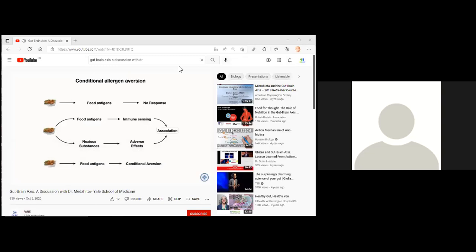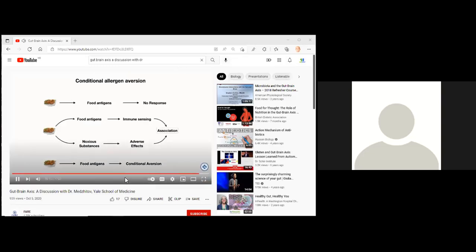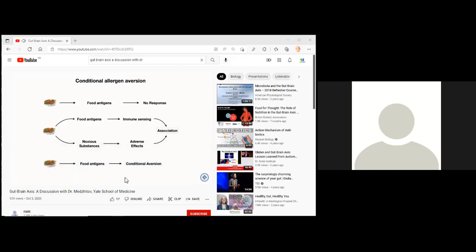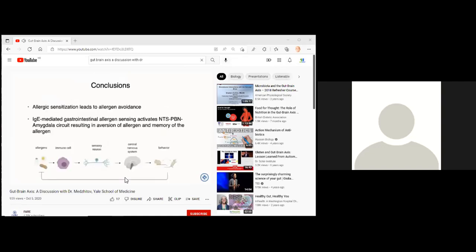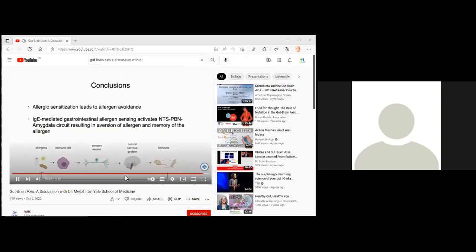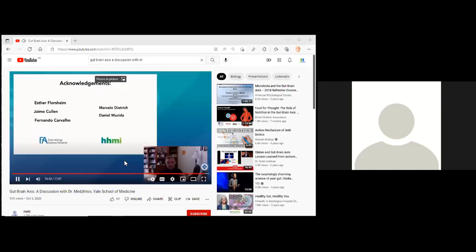In conclusion, conditional allergen aversion is a version of conditional taste aversion, except that instead of flavor or taste, what is being detected is food allergy, and that results in a very similar type of aversive behaviors. Allergic sensitization results in allergen avoidance, which is the behavioral defense against consuming noxious substances, and it's Ig mediated and involves these brain circuits that are generally involved in defensive behaviors.